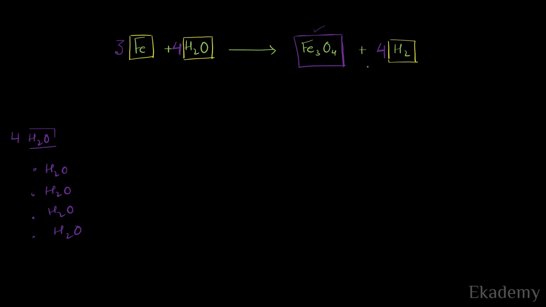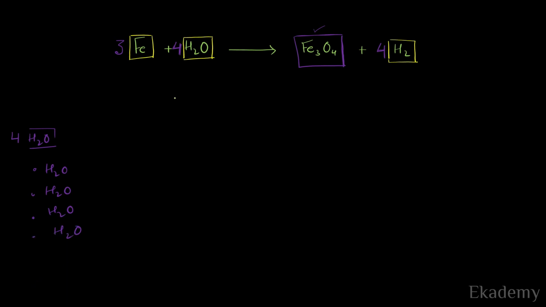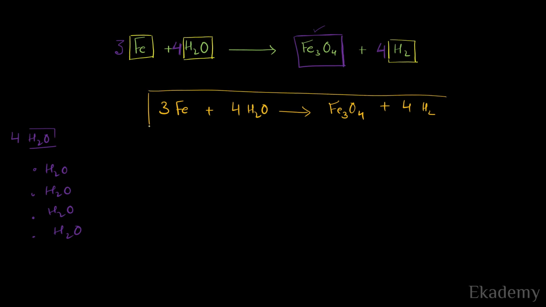So now this is balanced. The balanced chemical equation will look like this. Let me write the balanced chemical equation. We will write 3Fe plus 4 molecules of H2O, and it gives Fe3O4, so 1 molecule of Fe3O4, and 4 molecules of hydrogen gas. So this is the balanced chemical equation, right?